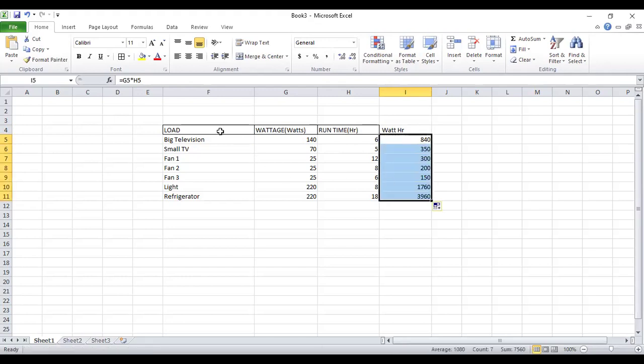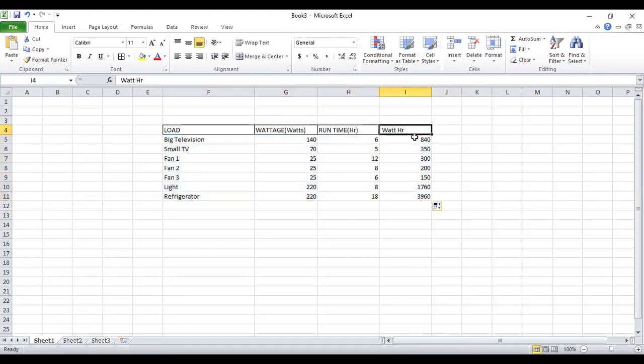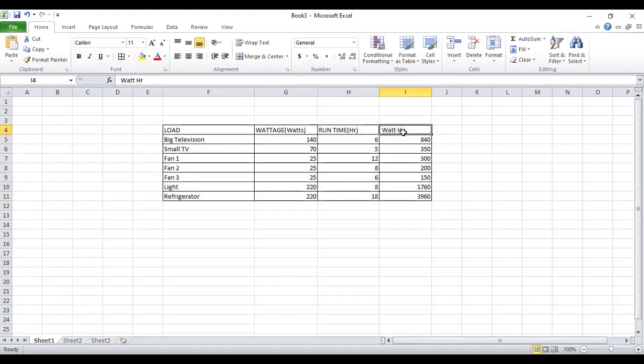I am actually using an Excel sheet, but you should understand that the watt hour here is a product of this and this, which gives us this. If you're using Excel, it's very easy. You just drag it and it will give you the corresponding values for the remaining rows. So that is it. You have gotten your watt hour, which is what we're actually looking for.